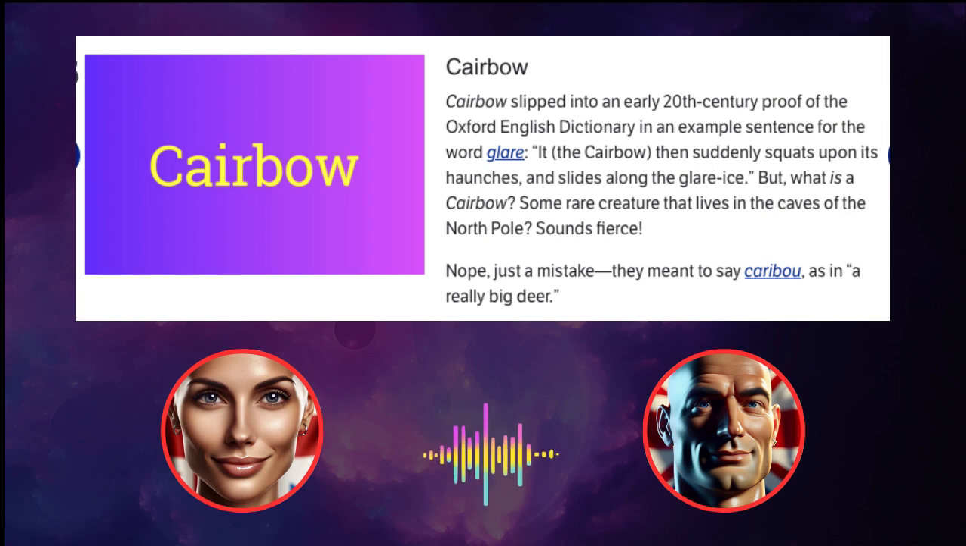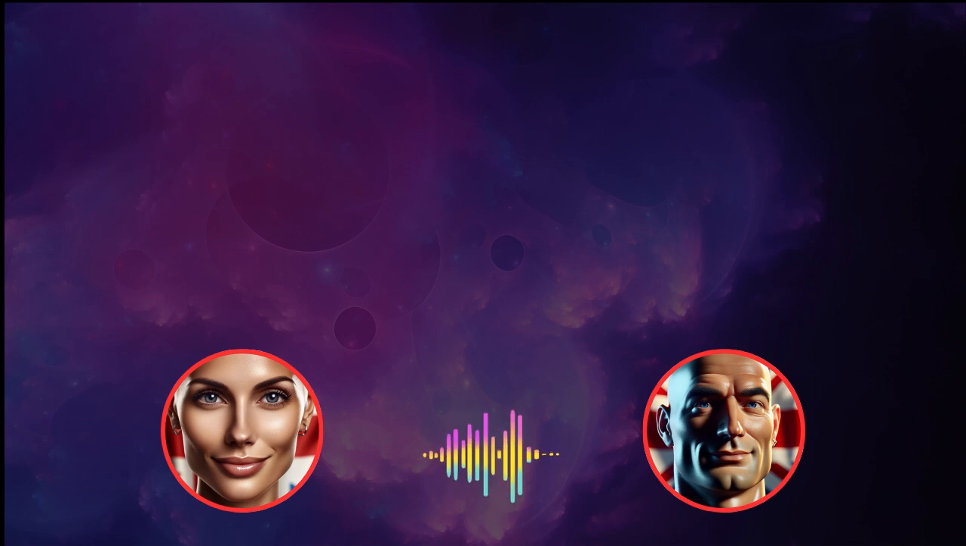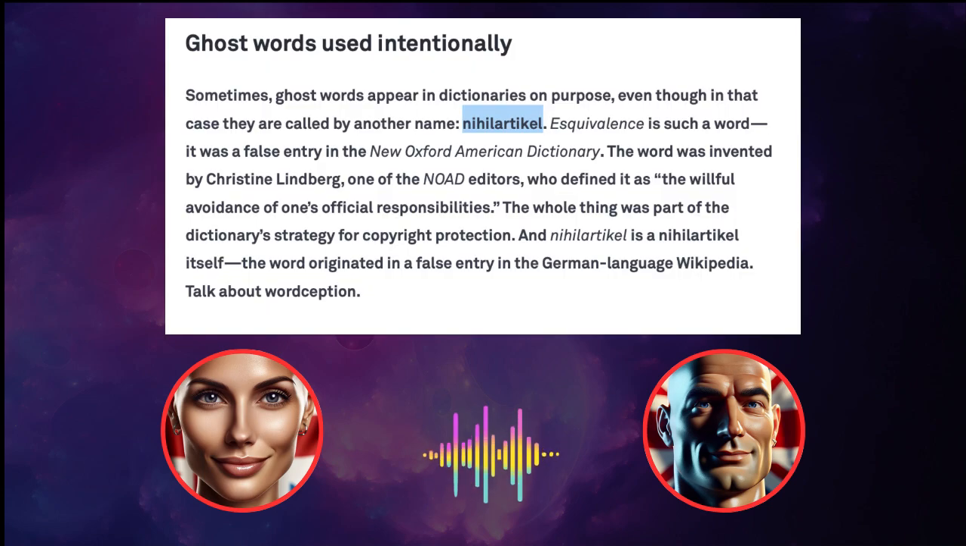Precisely. And all the examples we've discussed so far have been accidental intrusions into the world of words. But sometimes these errors can be a little more, well, intentional. You're talking about those words that are deliberately made up and slipped into dictionaries, right? Like as a copyright trap. Exactly. These are known as nihil articles. They might seem like a harmless prank, but they serve a crucial purpose, protecting intellectual property. It's like a linguistic watermark.